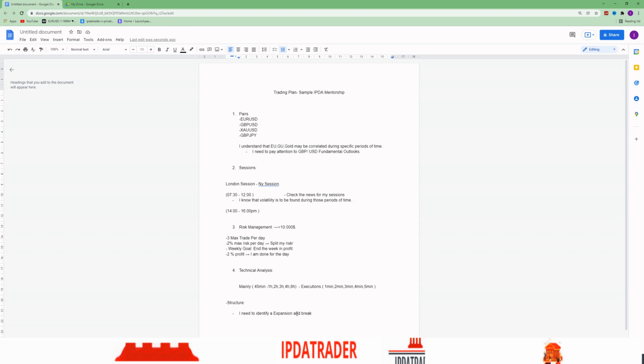I need to identify an expansion and break, right? With the time frames that I've listed above. So the 1 hour, 2 hour, you get the idea. Okay, I'm not going to be typing everything out. I need to identify an expansion and break. And that's it, right? That's how you determine your structure play.